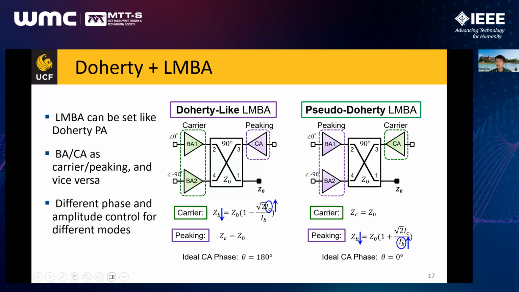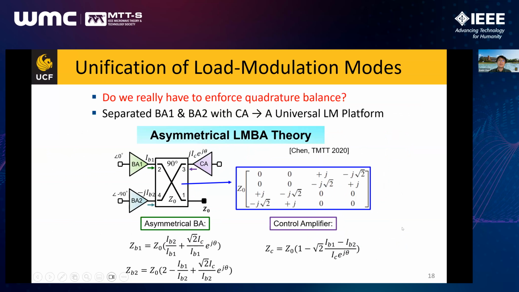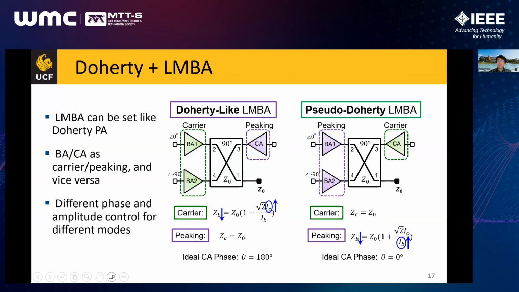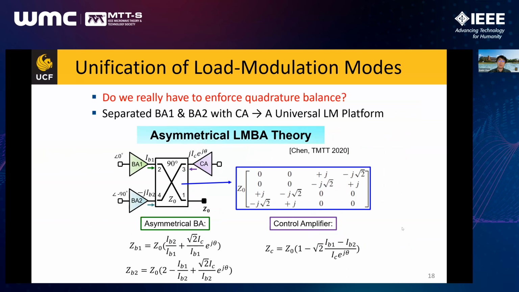Here, the ideal condition for the pseudo-Doherty LMBA is that we need to set theta to be 0 degree, such that when the peaking device is turned on, it will modulate the impedance to a lower value. Okay, so those are the two Doherty-like and pseudo-Doherty modes of LMBA in which we can possibly operate this platform.